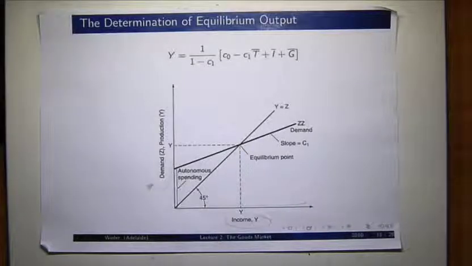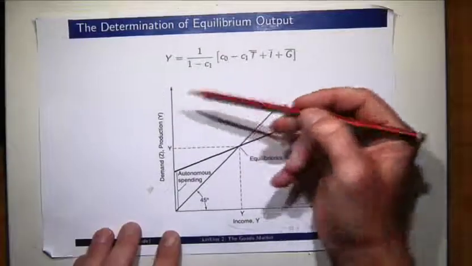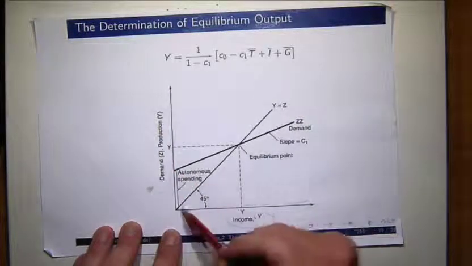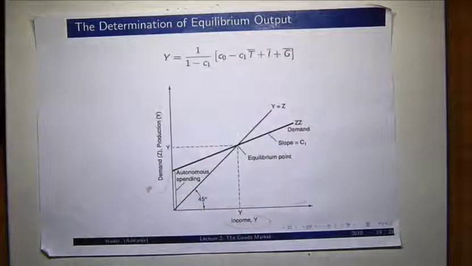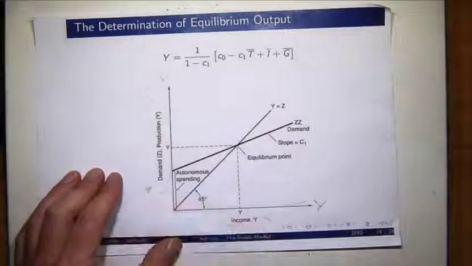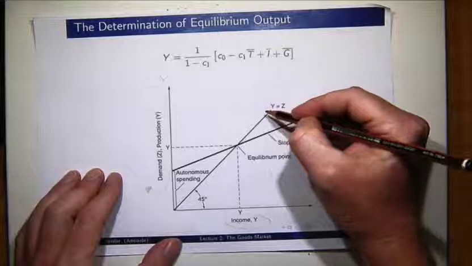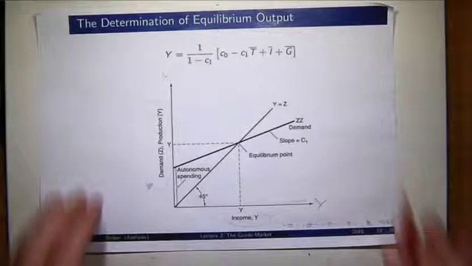So how do we get there? Well, if we have production on the vertical axis and y on the horizontal axis, then we simply have the 45-degree line, which plots y in this economy. So if we have y on the horizontal axis, we have y on the vertical axis. If y is, say, 1,000, then exactly on the 45-degree line we would be at 1,000. So that's the 45-degree line.